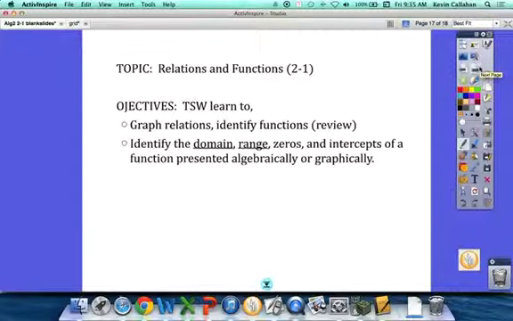So that's what we did. We graphed. We identified functions. We did domains and ranges. We used the function notation.